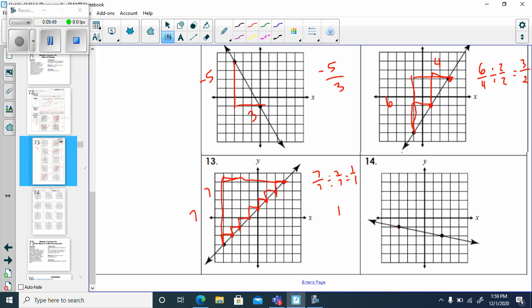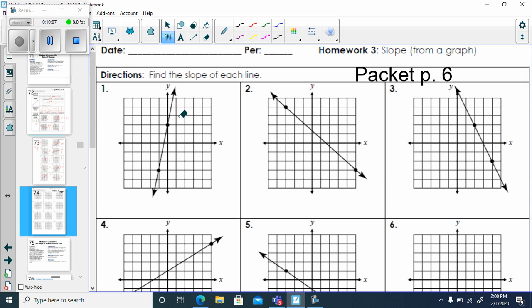Okay, this slope is negative because it's going down. Look, I went down 1 to get there. I go over 1, 2, 3, 4, 5. The slope is -1 over 5. I go down 1 for each 5 I go over. Okay, and then the last page on this.